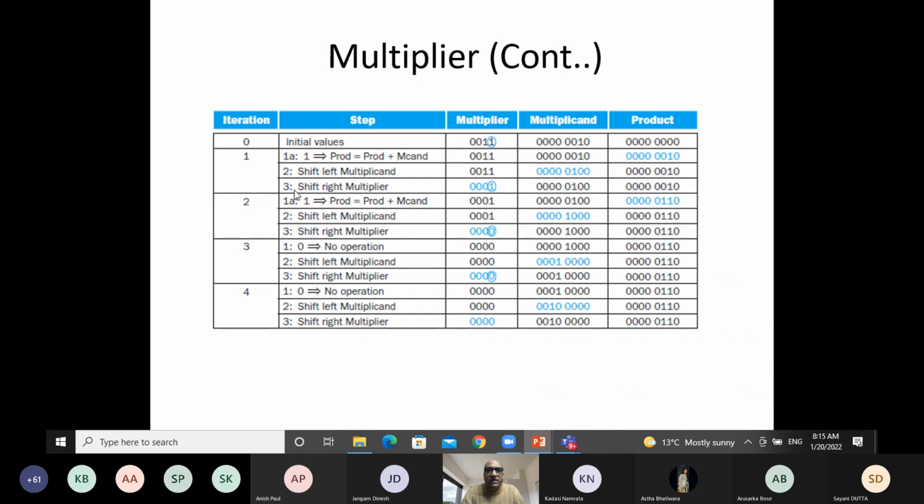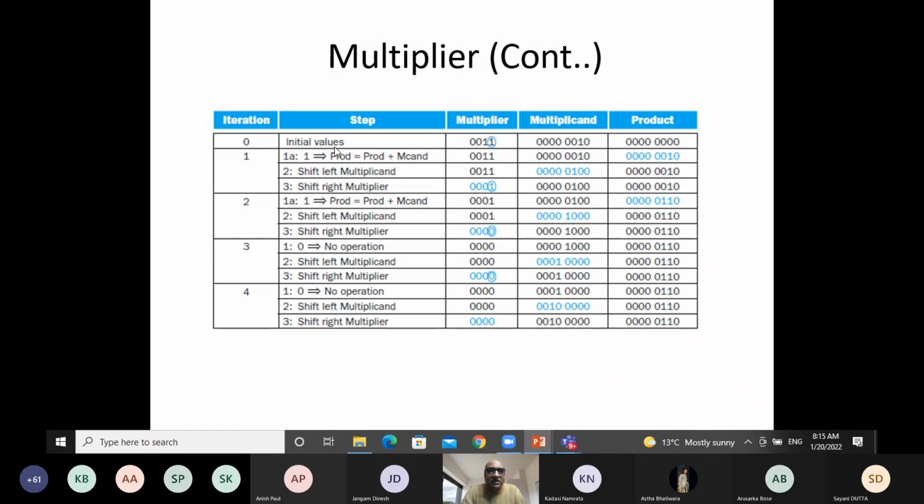You can see that since it's 4 bits, we need 4 iterations, because we need to check all the bits of the multiplier one by one. For every bit of the multiplier, we need to shift the multiplicand also, and then we need to add it to the product. So therefore, you can see every step.